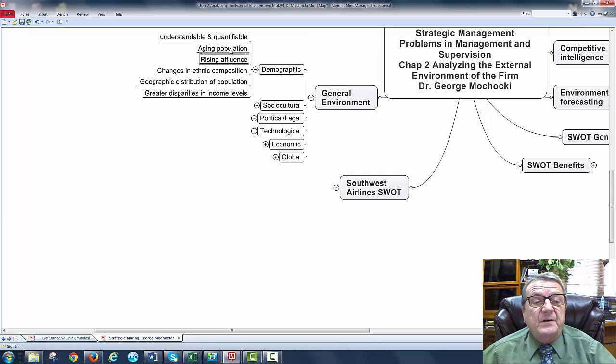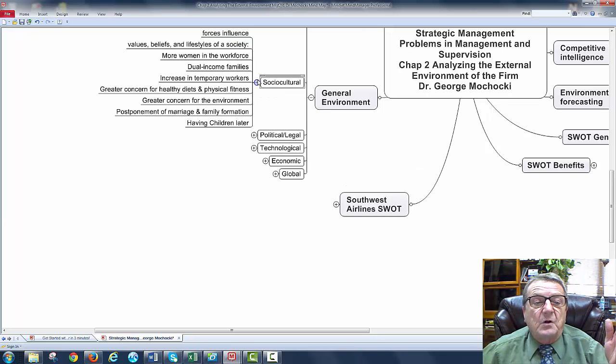If I go demographics, I'm looking at aging population, rising affluence, change in ethnic composition, geographic distribution of population, and disparities at different incomes. This makes a big difference who I'm targeting and where my employees are coming from. So remember, it affects me two ways: my customer base and my employee base and my supplier base. They're all affected by the demographics and where I'm selling my product.